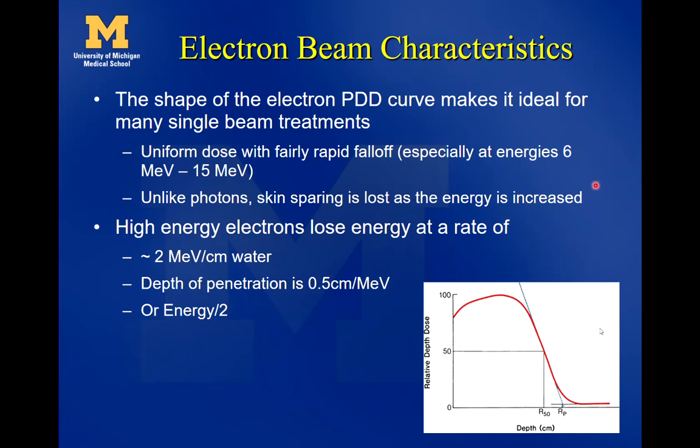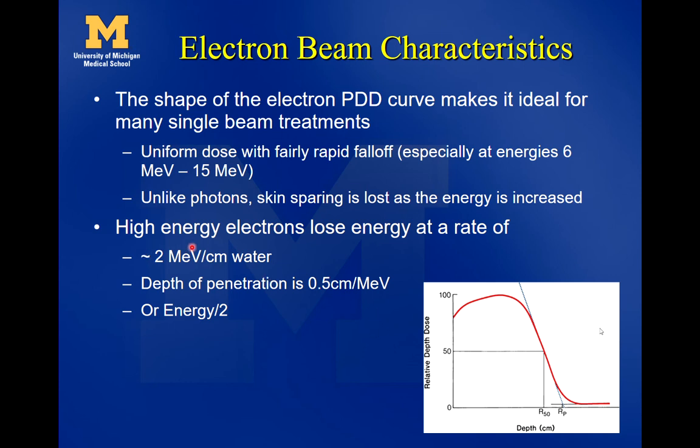So electron beams have certain characteristics. The shape of the electron percent depth dose curve makes it ideal for many single beam treatments. So here's a diagram of what the percent depth dose is of this particular electron beam. You can see here that this one's showing maybe about 80% dose at the surface. It comes up to a maximal dose, and then it drops off quickly. It has uniform dose with fairly rapid fall off, especially energies that are like 6 to 15 MeV. And unlike photons, skin sparing is lost as the energy decreases.